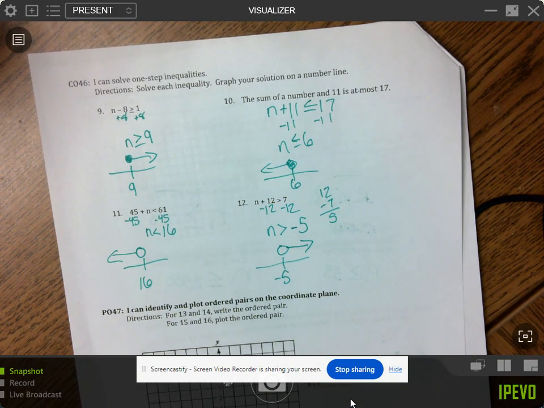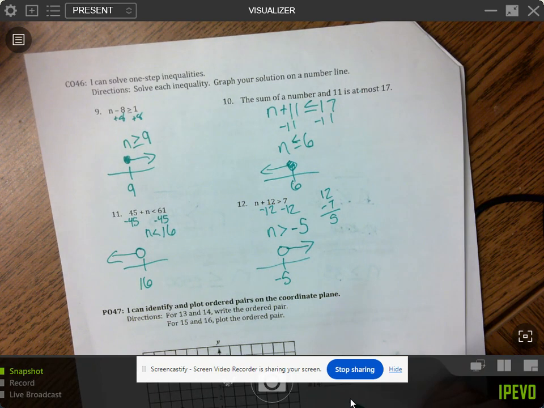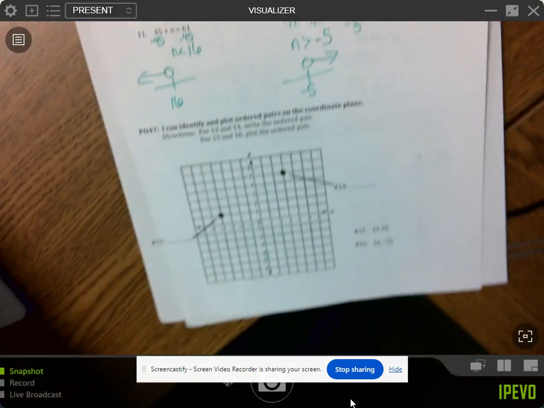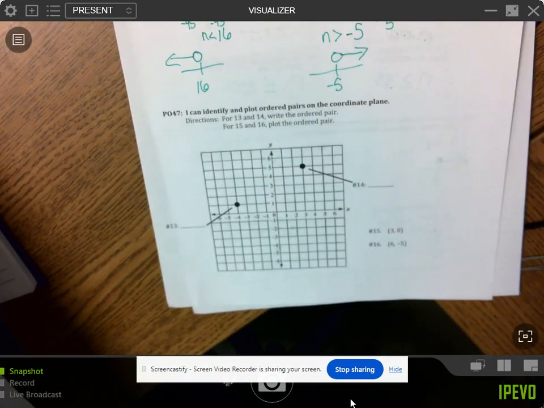So remember, pay attention. It matters the order that we do. Okay? 7 minus 12. Think about your number line. If we start at 7 and we're subtracting 12, we don't have to put the big number first because we do negative numbers. Any questions on this objective? All right. Now, our ordered pairs.